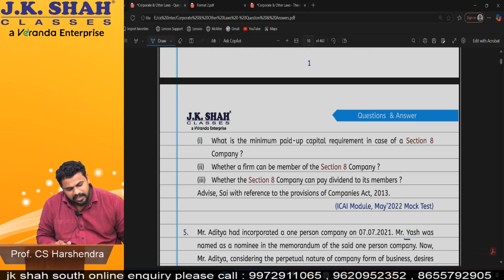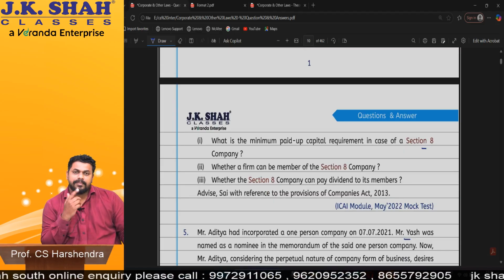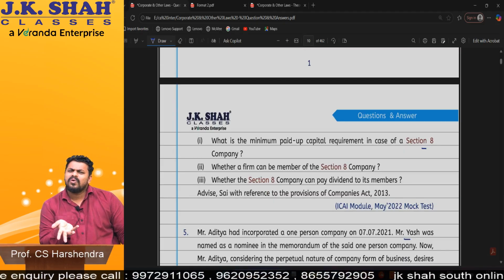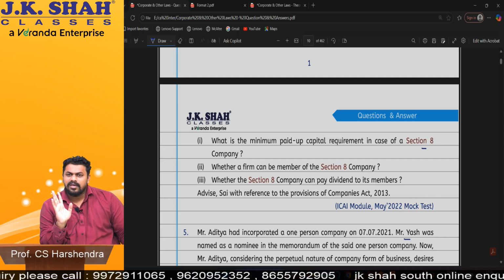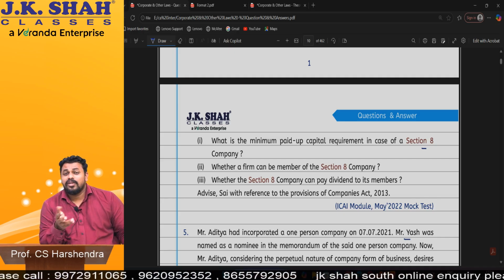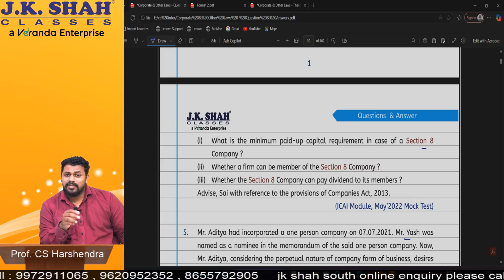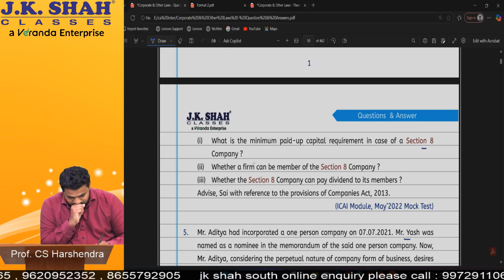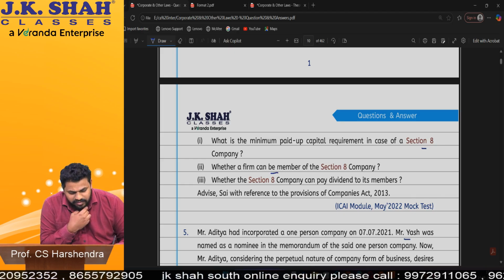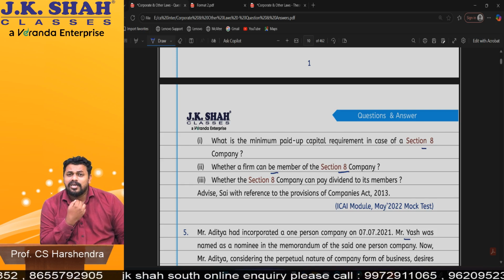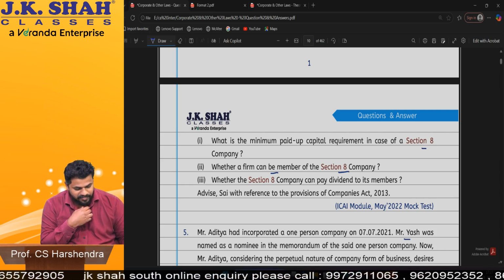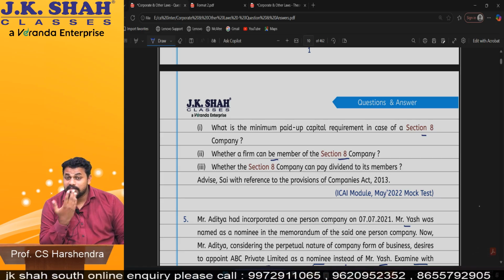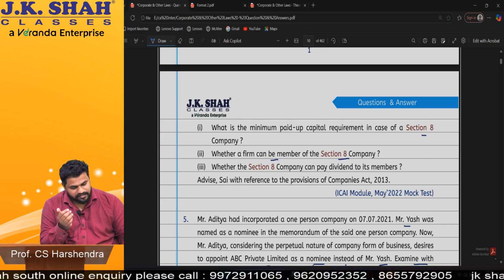What is the minimum paid up capital requirement in case of Section 8 company? Did I talk about any minimum paid up capital? No. So there is no minimum paid up capital required. In fact, I'll tell you better, most Section 8 companies will be companies limited by guarantee not having share capital. I told you yesterday itself. Next, whether a firm can be a member in a Section 8 company? Partnership firm? Yes. Whether Section 8 company can pay dividend to its members? No, because that is the pillar on which you got the license. Very good.